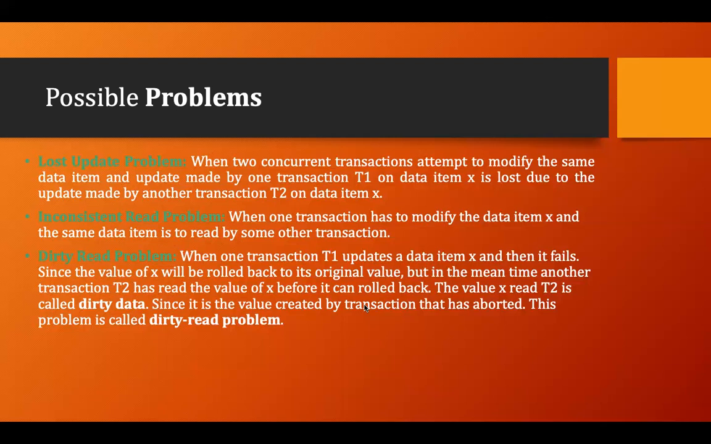When one transaction T1 updates a data item X and then it fails, the value of X will be rolled back to its original value, but in the meantime, another transaction T2 has read the value of X before it can roll back. The value of X read by T2 is called a dirty read, since it is the value created by a transaction that has aborted. This problem is called the dirty read problem.